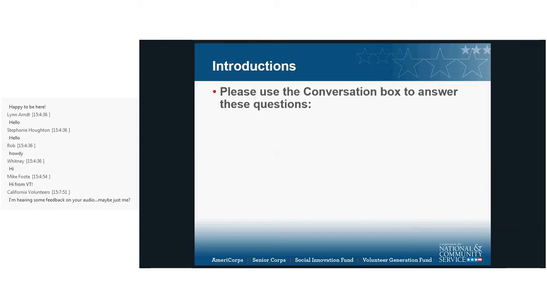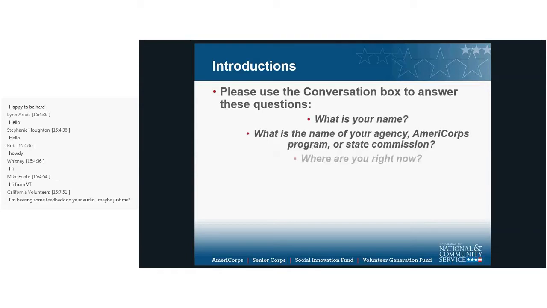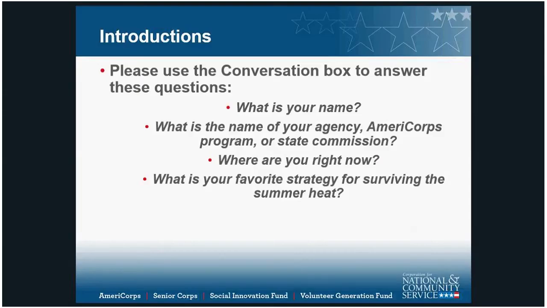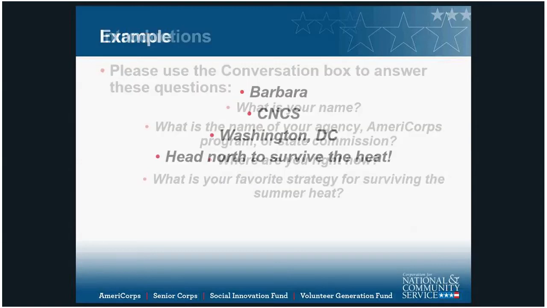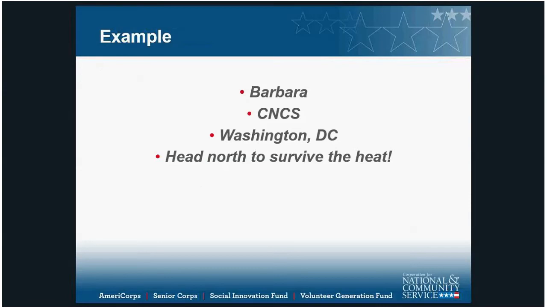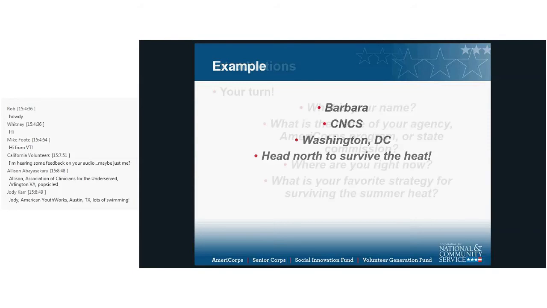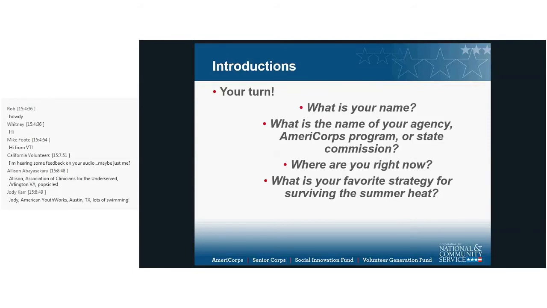So now, aside from the quick hellos that you shared, if you could please share a little bit more information in the conversation box. If you don't mind typing your name, first name, last name, or just first name, what's the name of your organization, your program, or your commission? Where are you physically right now? And what's your favorite strategy for surviving the heat? Quick example. Again, my name is Barbara. I'm at the corporation. I'm physically here in DC with my colleagues Tova and Liz, and I head north to survive the heat, or I just complain about it and stay in DC, whatever. It all works. So what about you guys? Take a minute and type in some of that information into the chat box.